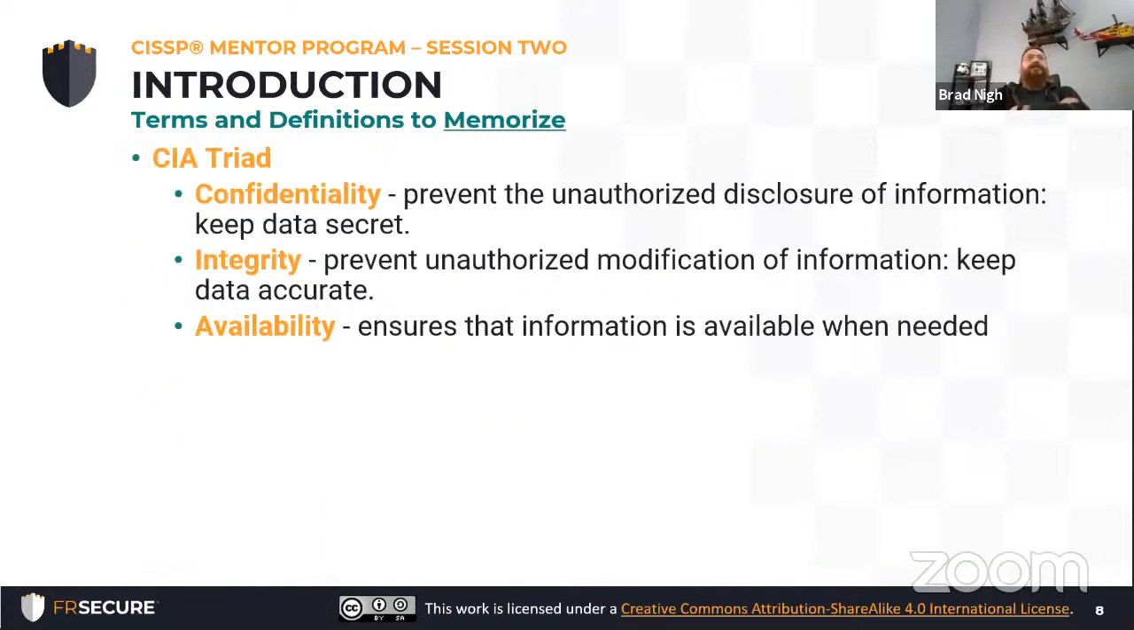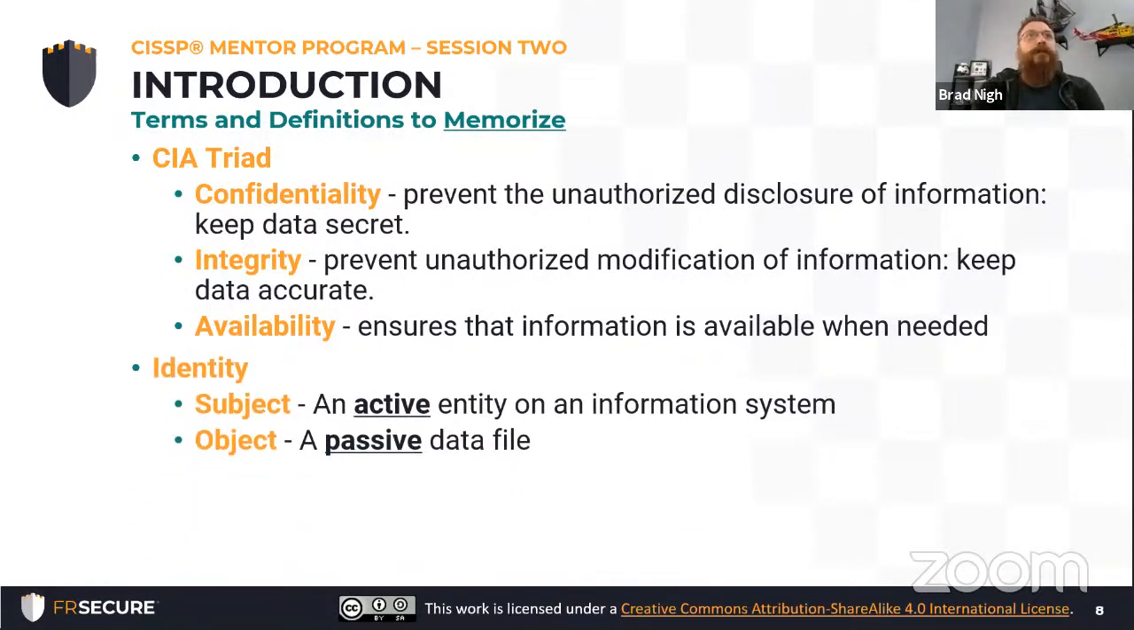CIA triad, you're going to have to know this: confidentiality, integrity, availability. Think of it as a three-legged stool, and these are always competing as well. Confidentiality is preventing the unauthorized disclosure of the information. We're going to keep it secret. Integrity is making sure that it's not modified. A good way to remember integrity is you want the balance in your bank account to be correct. You don't want to look at your bank account and not trust that the balance is correct. And then availability: can I get to it when I need it? Memorize those and know them like the back of your hand.